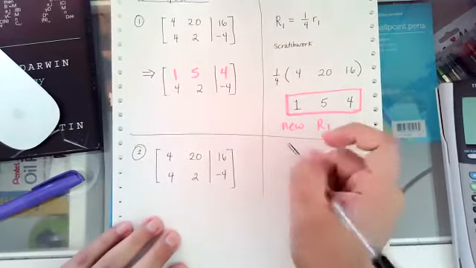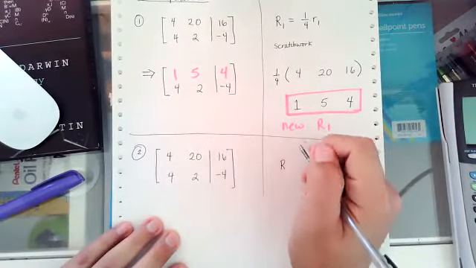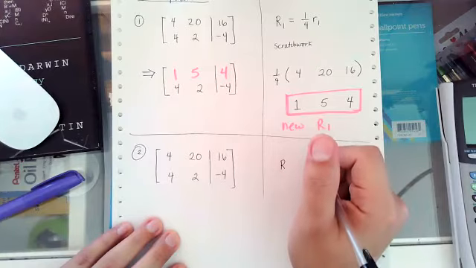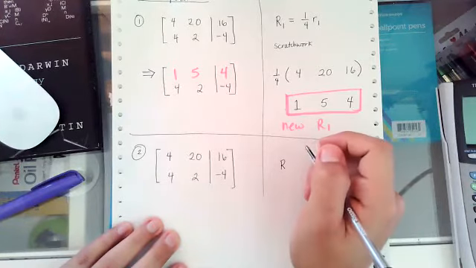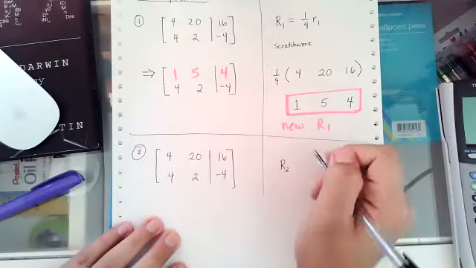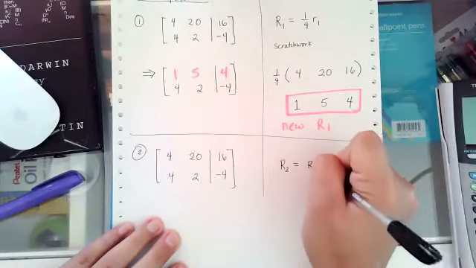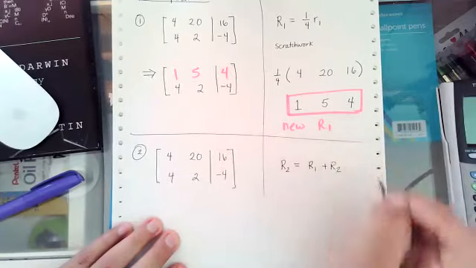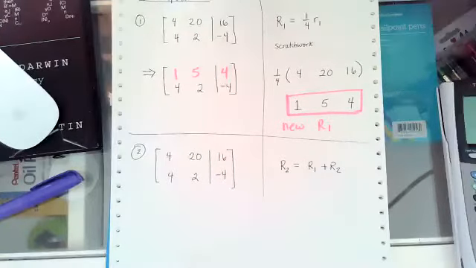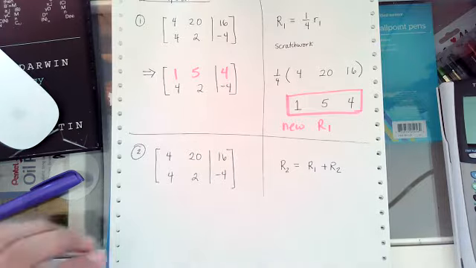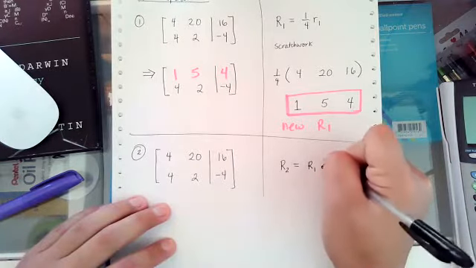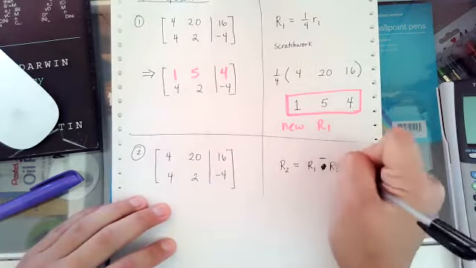And the row operation that I want you to do is replace row 2 with R1 plus R2. You know what? Not plus. Go ahead and subtract those.